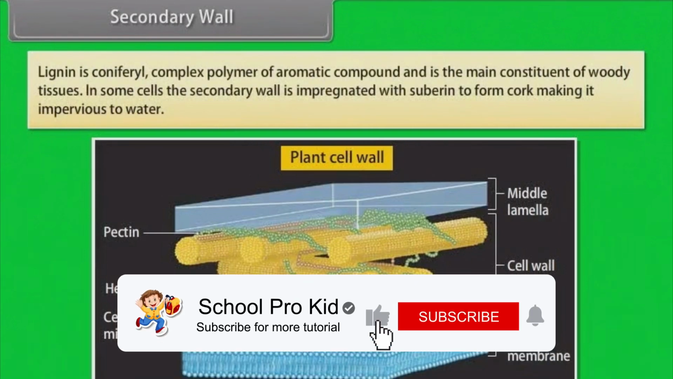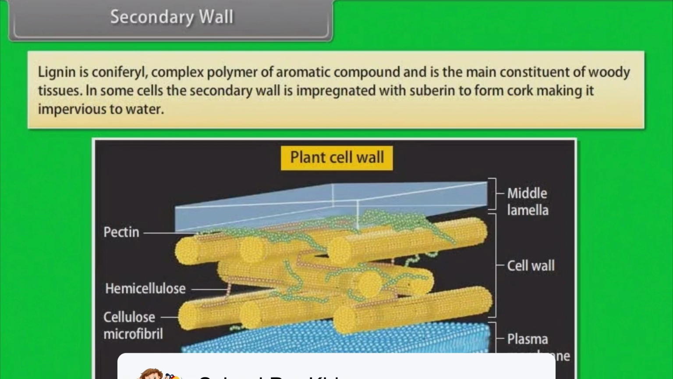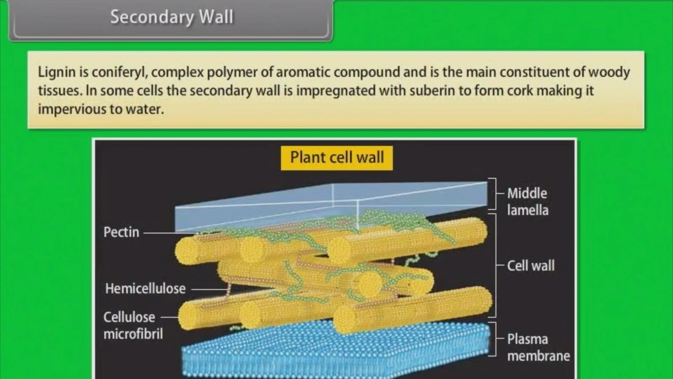Lignin is a complex polymer of aromatic compound and is the main constituent of woody tissues. In some cells, the secondary wall is impregnated with suberin to form cork, making it impervious to water.